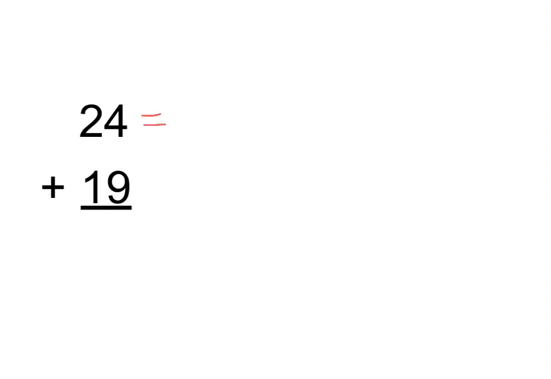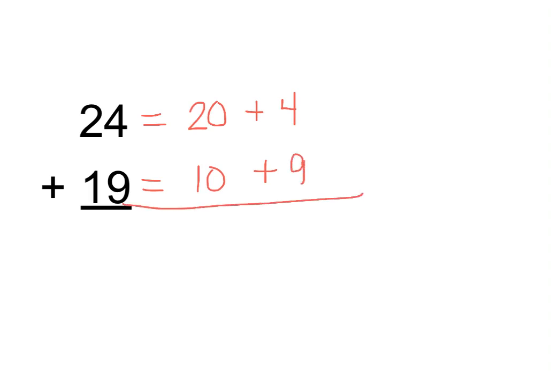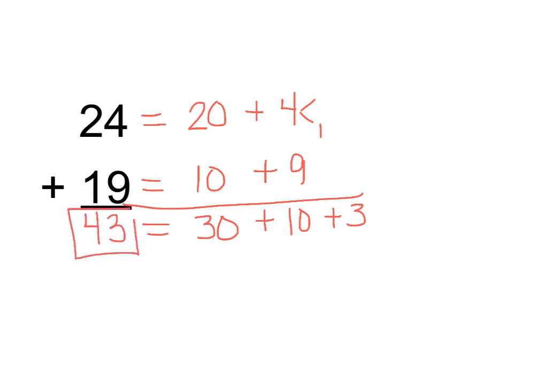All right, 24 equals a 20 plus 4. 19 equals a 10 plus 9. We'll add our tens column, so 20 plus 10 equals 30. 9 plus 4, we learned earlier that when I say 9 plus 4, you think 10 plus 3, because that 4 is going to give 1 to the 9. So 30 plus 10 equals 40 and our 3. So 43.